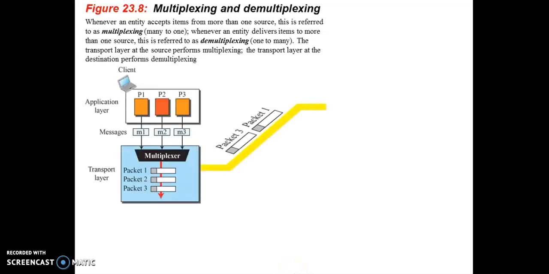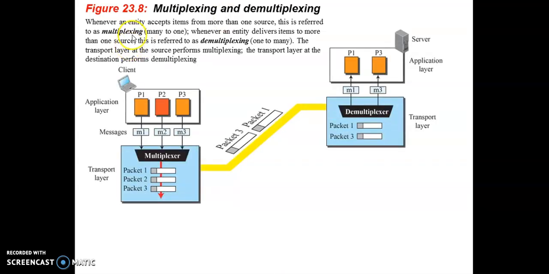So next one is multiplexing and demultiplexing. Multiplexing means whenever an entity accepts items from more than one source, this is referred to as multiplexing. That is many to one. Then whenever an entity delivers items to more than one source, that is called demultiplexing. That is one to many. This is the multiplexing: messages M1, M2, M3, then the multiplexer. Then this is the demultiplexing.